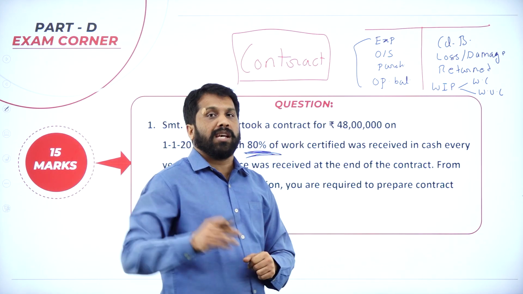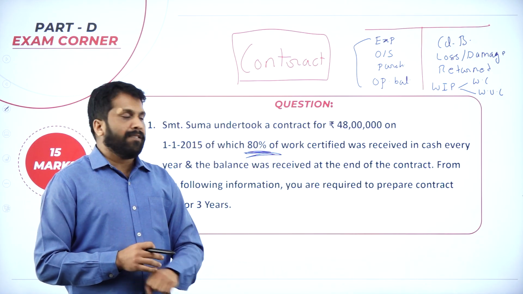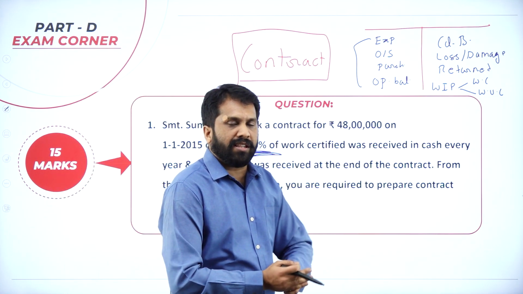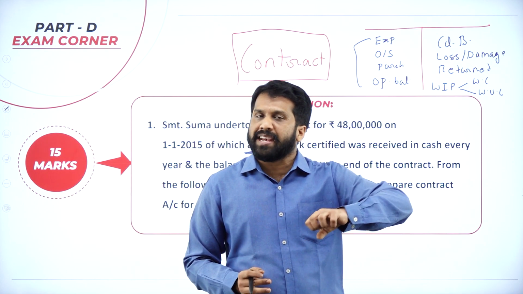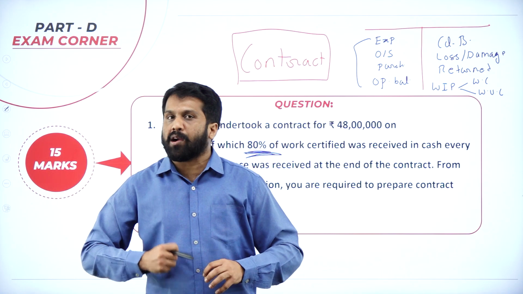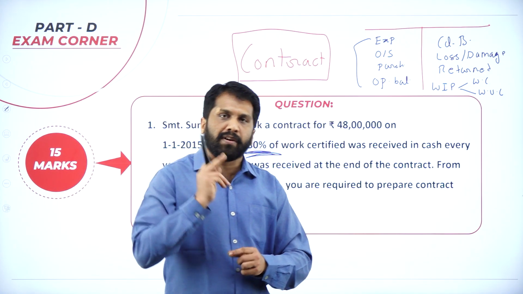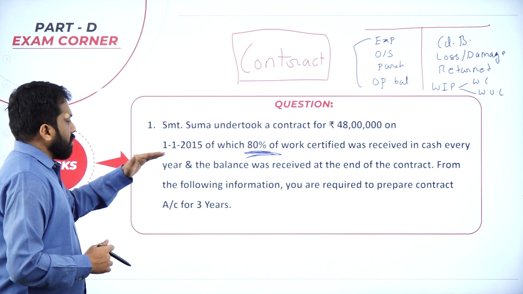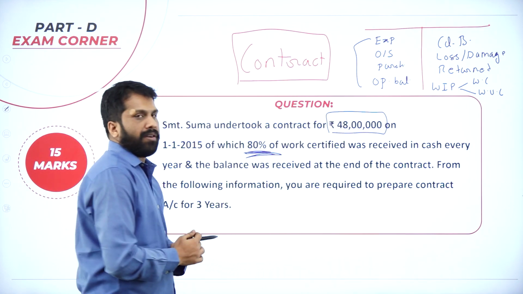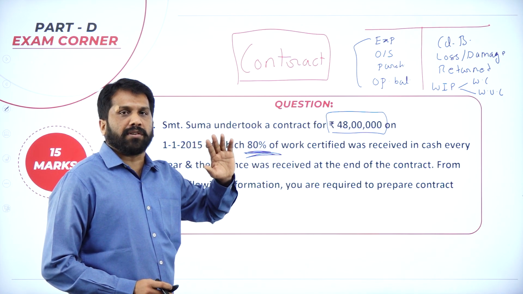What will the owner do? He will appoint one engineer, an expert. The expert will tell us that, see, 80% is completed, still 20% is pending. Whatever 80% completed, work certified. Whatever 20% not completed, we call it work uncertified. Clear? 5 mark question this one. Now, what is the contract price? They have given 48 lakh as your contract price. Now, apply this format and work out this problem.